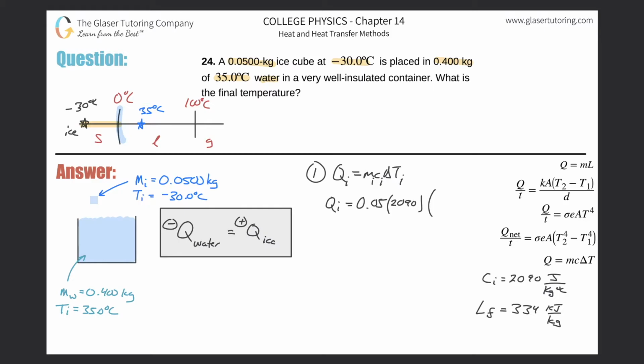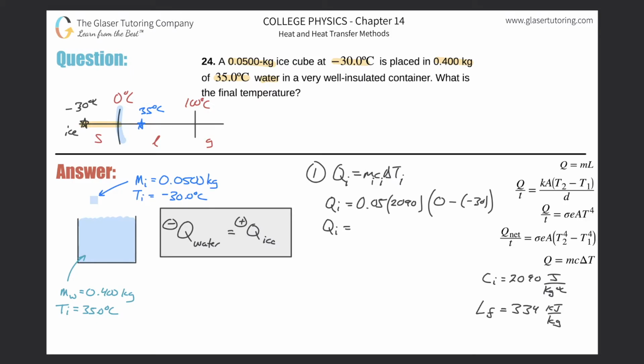Now the ice, again, we're trying to see if it's going to fully melt. Therefore, the change in temperature of just the solid, of just the ice, is from negative 30 to 0. So the final is 0 minus a negative 30. And if you notice here, the sign will be positive, which is correct, because it's gaining heat, right? So 0.05 times 2090 times 30.